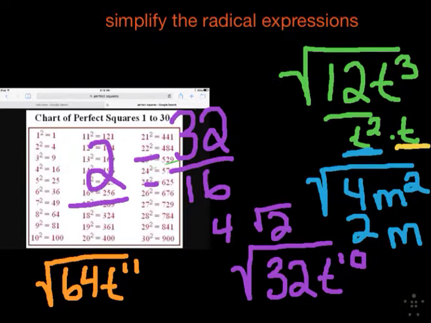And we know the square root of t to the 10 is the same as t to the 5th, because that would just be half of it, because t to the 10 is an even exponent.